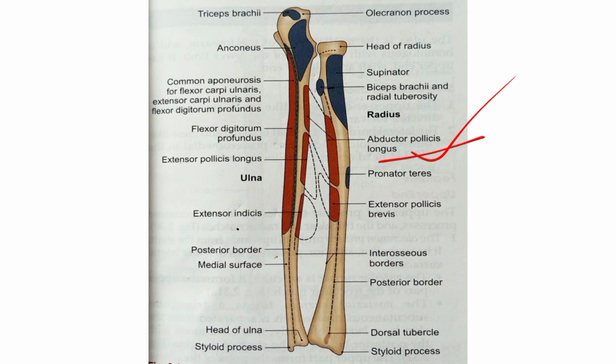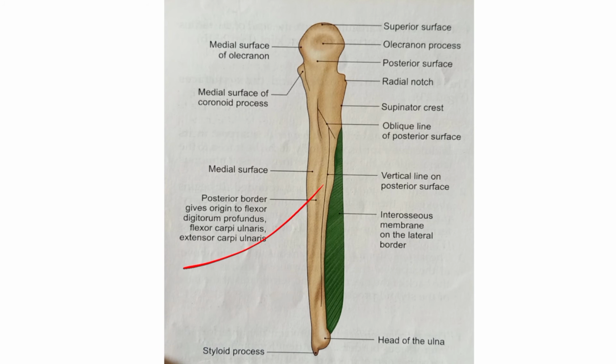Moving further to the interosseous membrane. The interosseous membrane is attached to the interosseous border. So this whole green part is the interosseous membrane.